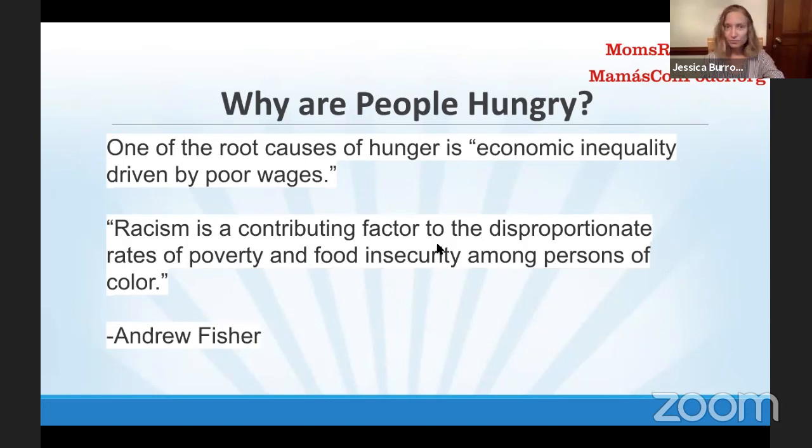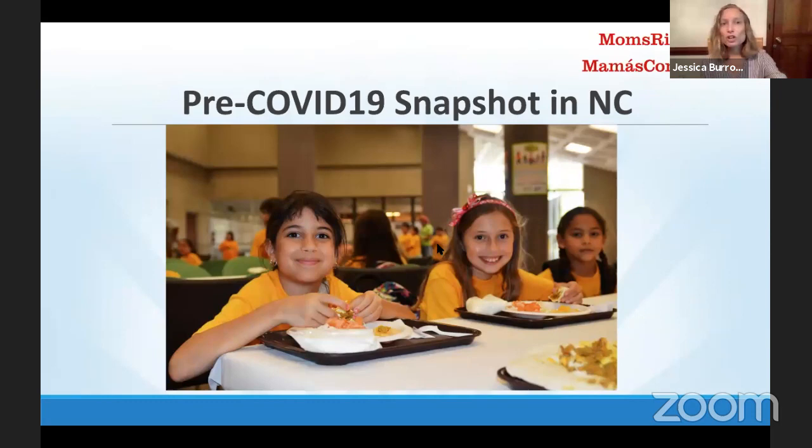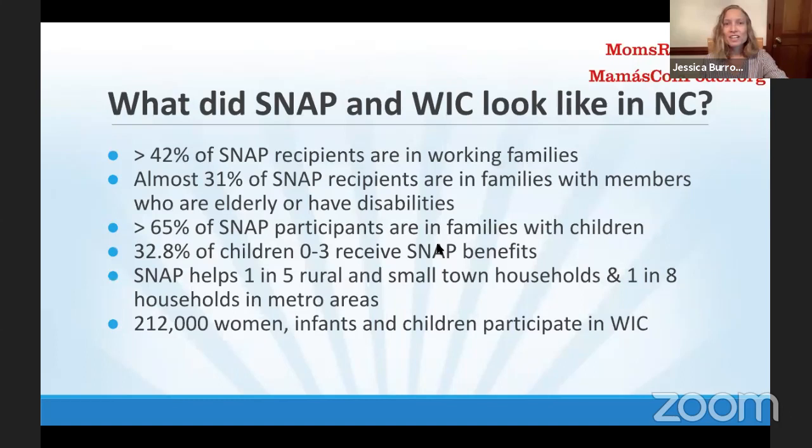Okay, so now I'm providing a pre-COVID-19 snapshot of what North Carolina looked like. Over 40% of SNAP recipients are in working families, which dispels the myth that SNAP recipients are not working and lazy, which you often hear. Almost 31% of SNAP recipients are in families with members who are elderly or have disabilities. Over 65% are in families with children.